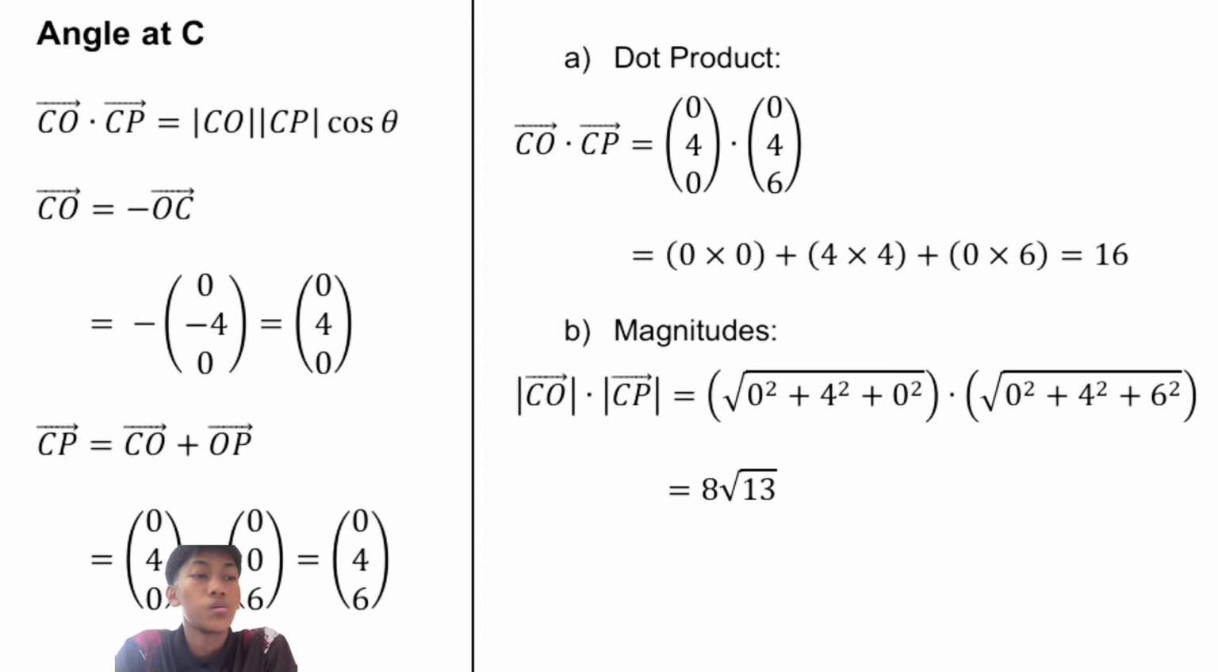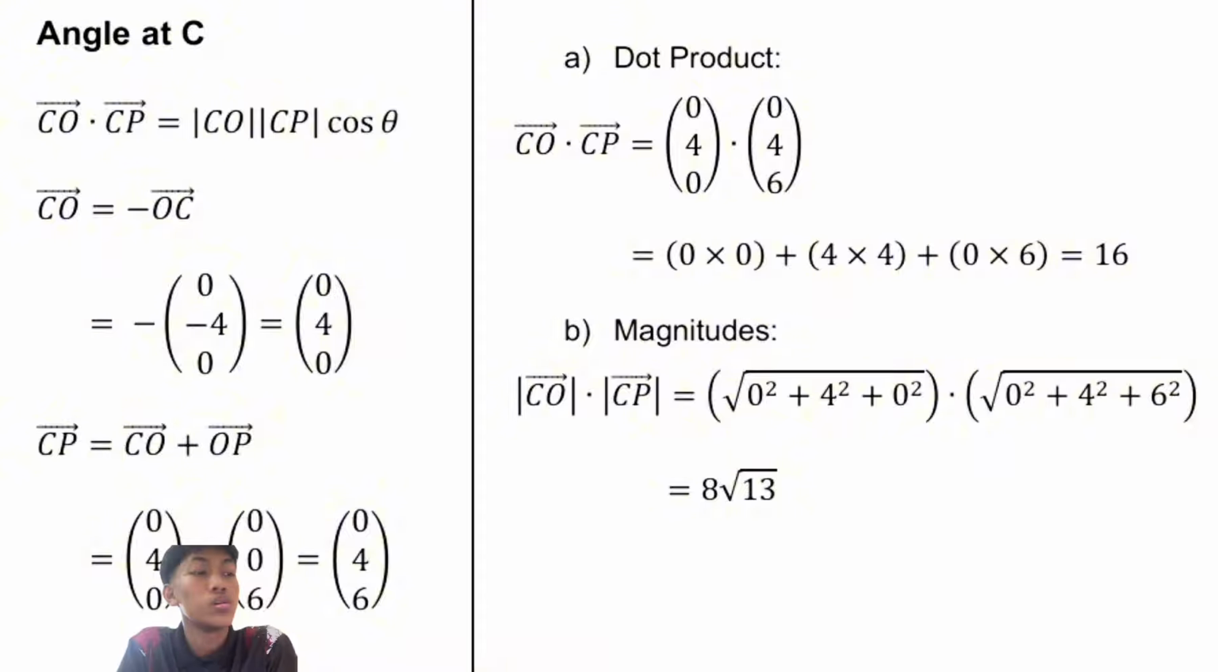Right, so in this part I will clarify how to find angle at C using the dot product. Note that the dot product uses two vectors, which here are CO and CP. First we have to find CO. We know that CO is equal to negative OC, so we get (0, 4, 0). Then we find the other vector, which is CP, and we get (0, 4, 6).